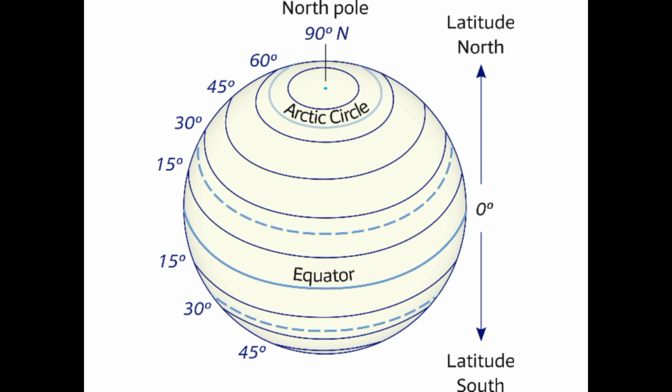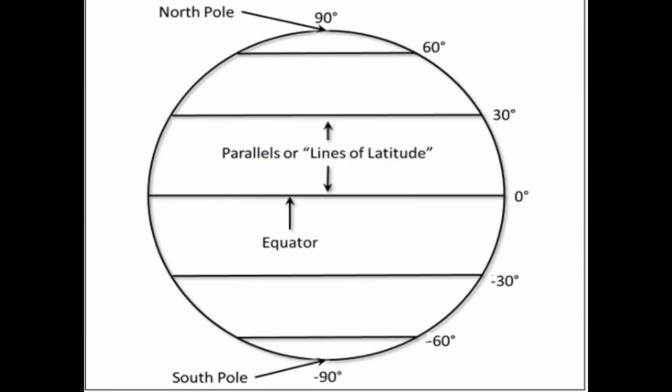Yes. See the important latitudes: the equator, and the others are given in the picture in the textbook. You observe that one. 23.5 degrees north latitude is the Tropic of Cancer, 66.5 degrees north latitude is the Arctic Circle, and 90 degrees north latitude is the North Pole. In the same way, 23.5 degrees south latitude is known as the Tropic of Capricorn, 66.5 degrees south latitude is known as the Antarctic Circle, and 90 degrees south latitude is known as the South Pole.